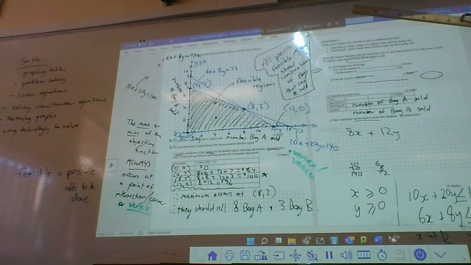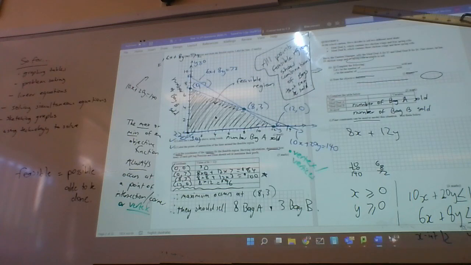Gosh, that's a lot of work just to get to that point there. Ideally, that's how many they should aim to sell, and they'd maximise their profit, wouldn't they? Folks, in a nutshell, that's a quick overview of linear programming. We started off swimming in the toddler pool, didn't we? And we've really jumped into the adult pool today, haven't we?